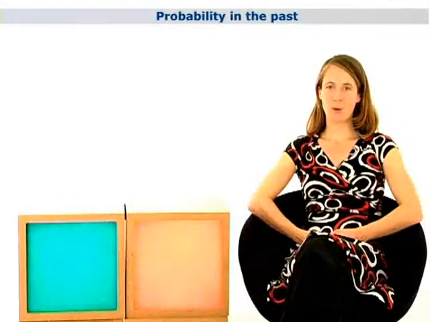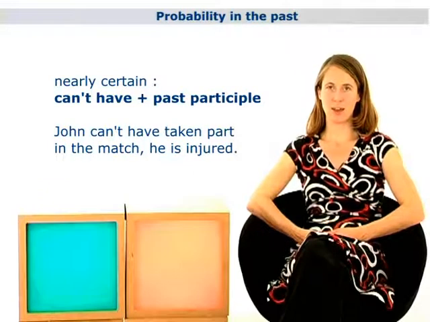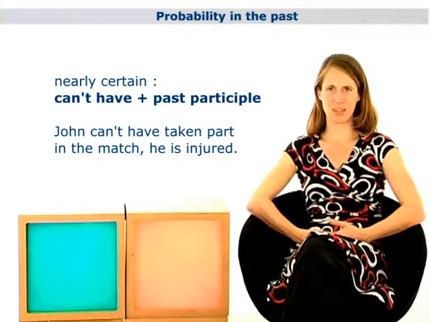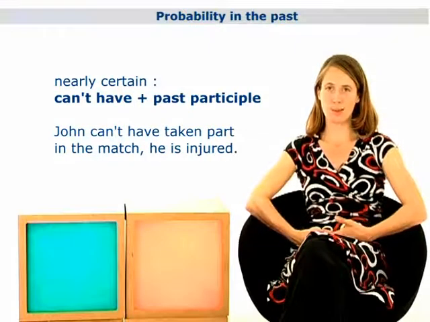Il existe 3 niveaux de probabilité dans le passé. If you are nearly certain, quasiment certain ou certaine of something, you will use can't have plus a past participle. John can't have taken part in the match. He is injured. Ce n'est pas possible que John ait ou John ne peut pas avoir participé au match.